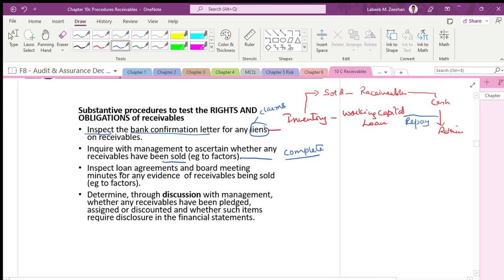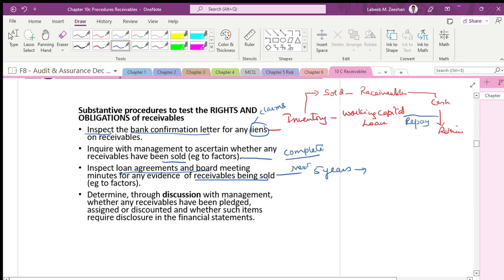Inspect any loan agreements or board meetings. Do we have any evidence of receivables being sold? Inspect the agreements, and if you are saying it is a big sale, a big contract, the agreements will not be done at the lower level. They will be done at the top level. The point is that we will sell for the next 5 years, and we are selling a huge quantity.